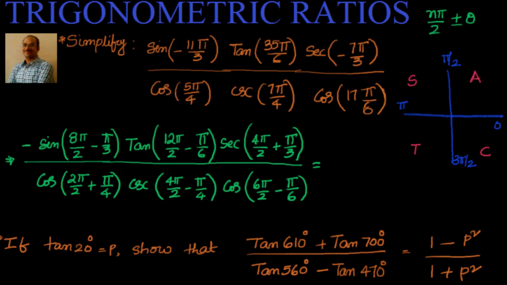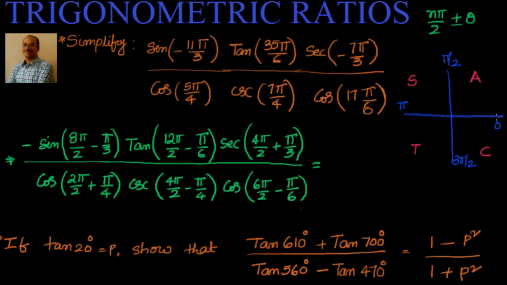So let's try to simplify this. Here n is even, so this will remain as sine. 8 pi by 2 minus pi by 3: 8 is even, so sine will remain as sine only. But we are interested in the sign of sine. Let us see what that is. 4 pi minus pi by 3.